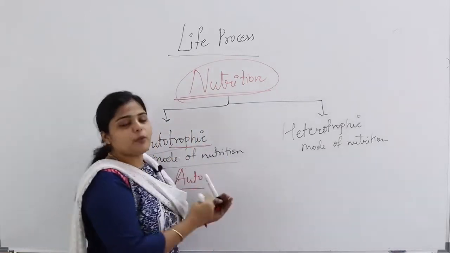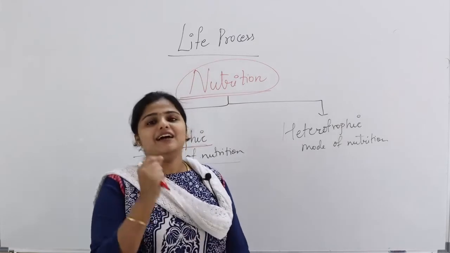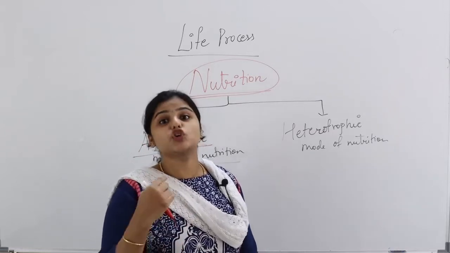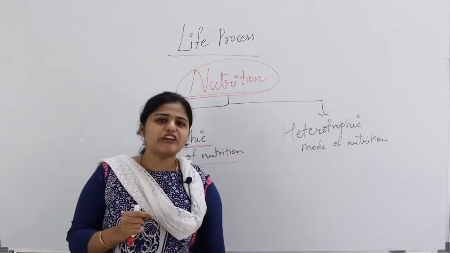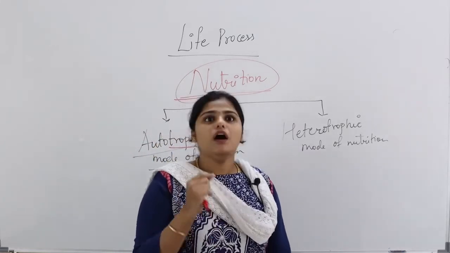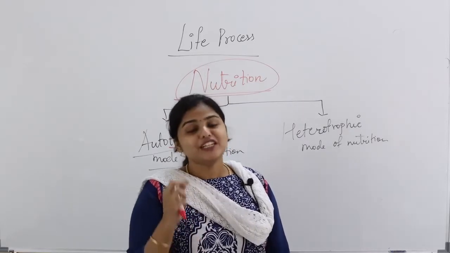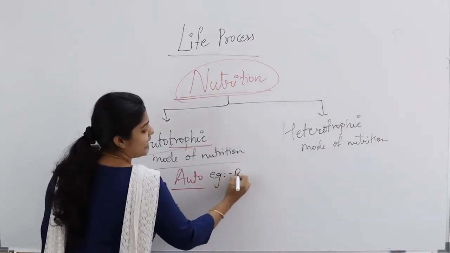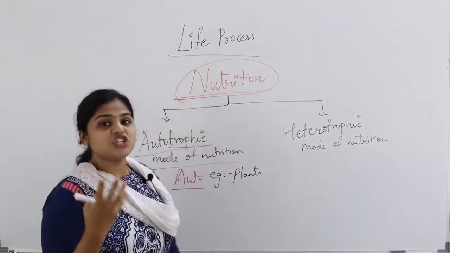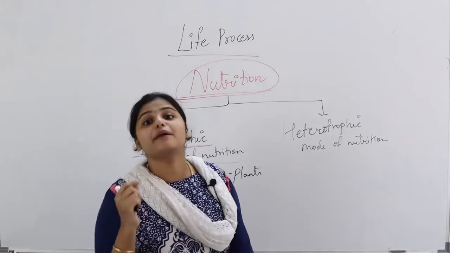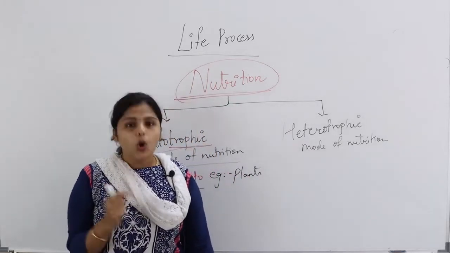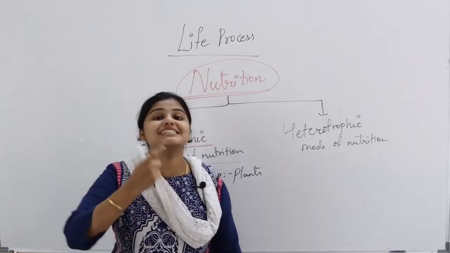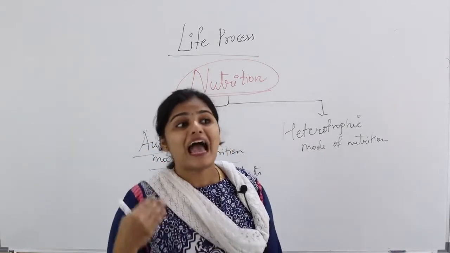So here autotrophic mode of nutrition is a process where the organism, whomsoever the organism, is going to prepare the food of its own. So can anyone give me an example of those organisms who can prepare their own food? The very simplest example for that is plants. So when I talk about autotrophic mode of nutrition, the very best example is plants, because plants are the organisms who can prepare their own food. We will study in detail how this preparation of food happens in a plant.